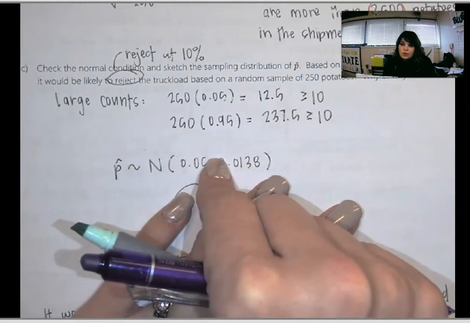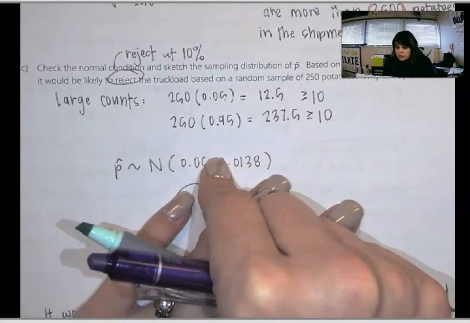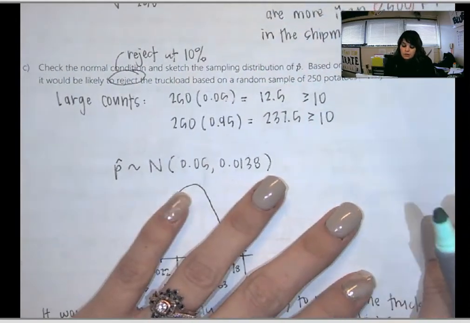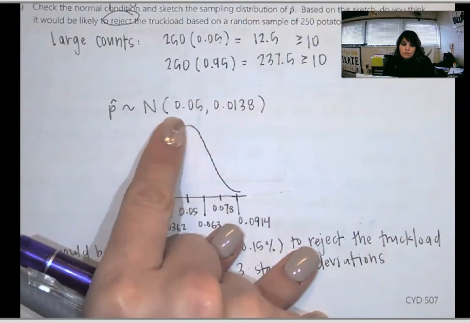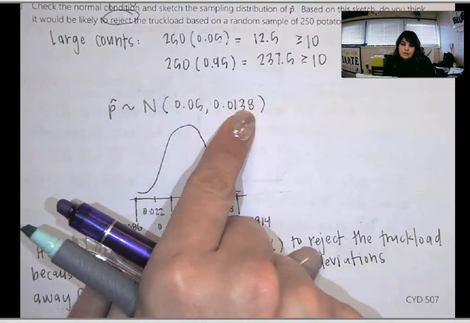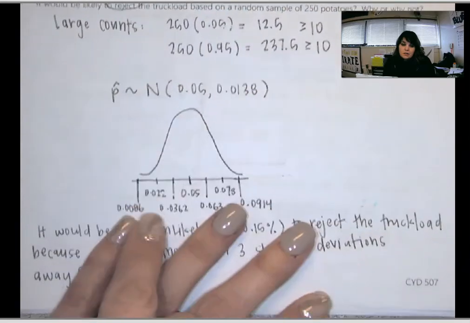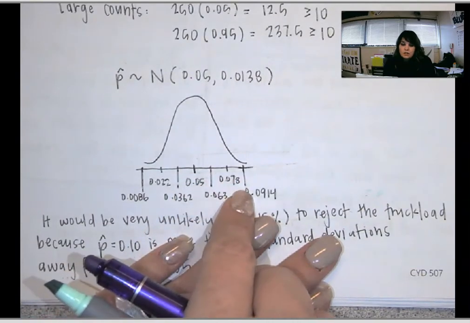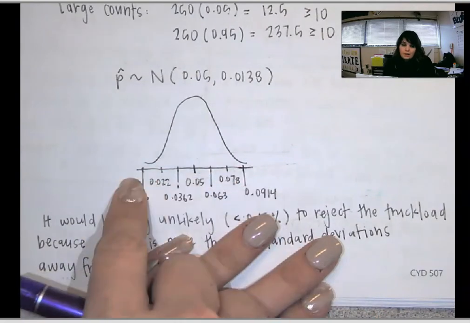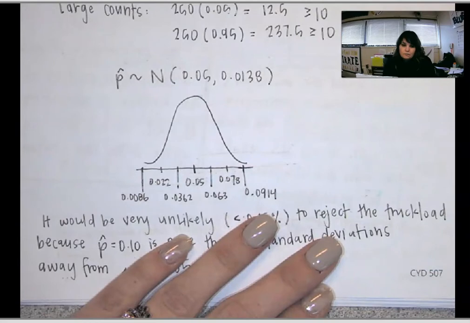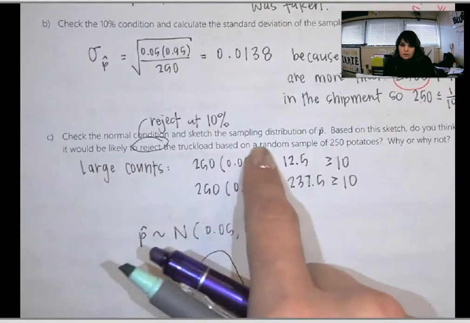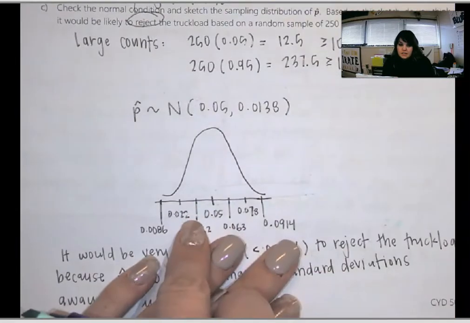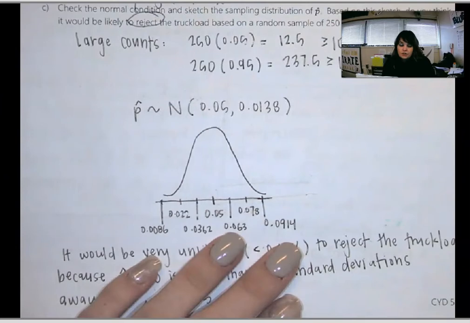So sketch the normal curve, and this goes back to Unit 3, where we actually have to draw the normal curve and write the sigmas down. So I have the name of my normal curve. It has a mean of 0.05 and a standard deviation of 0.0138. So down here I have my mean in the middle, and then I have written the proportion for 3 sigmas above and 3 sigmas below. So that's this part. Check the normal condition and sketch the sampling distribution of P. This is the sampling distribution of P. Notice that it's centered at the true value.